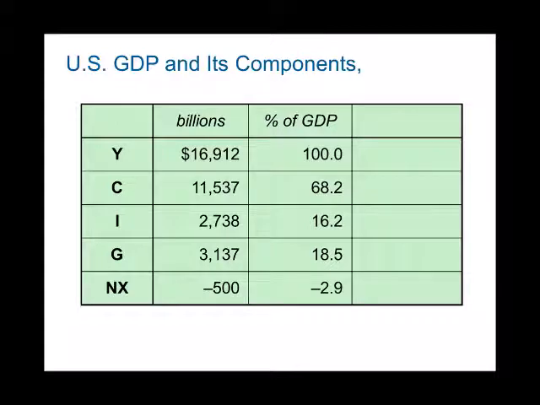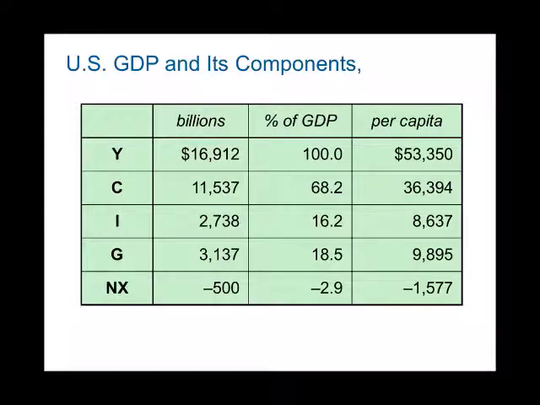Out of that, we consume about 70% of GDP. We invest about 16% of GDP. Government is about 20% of GDP. And we spend about $500 billion, or around 3% of GDP, to buy other products.